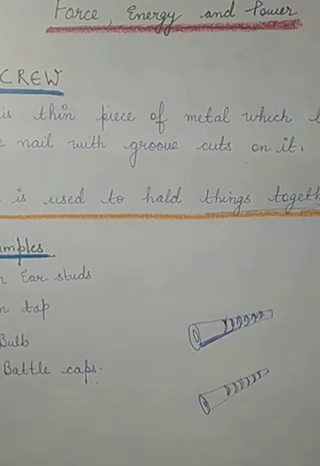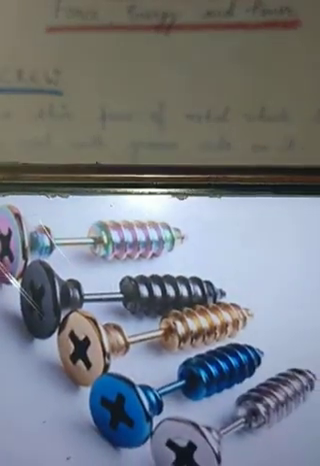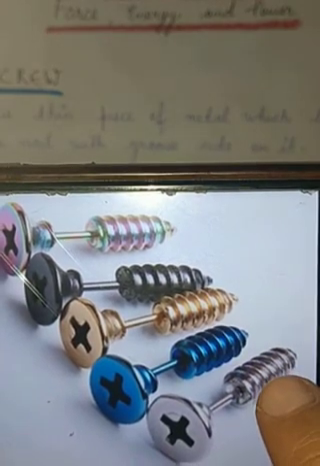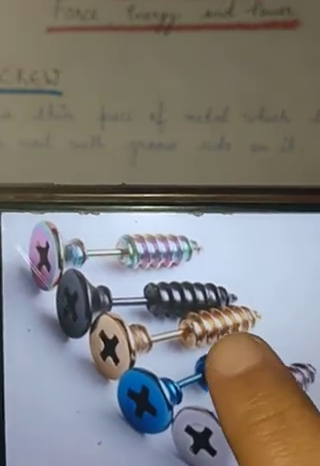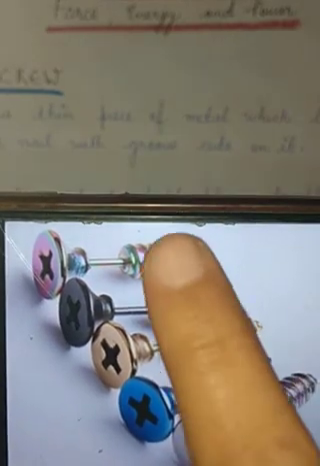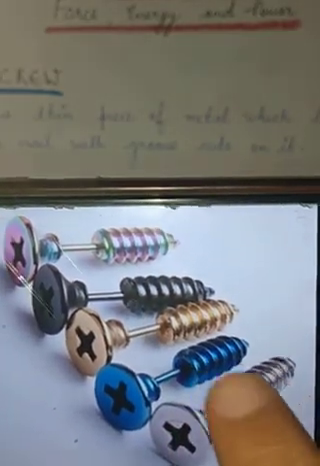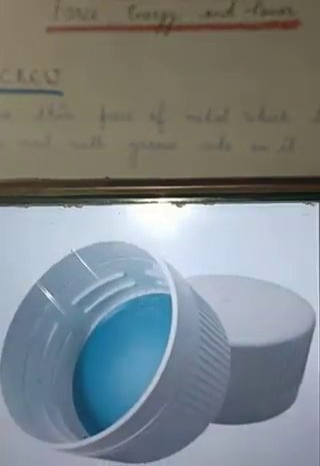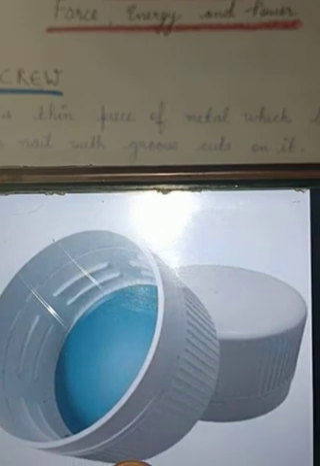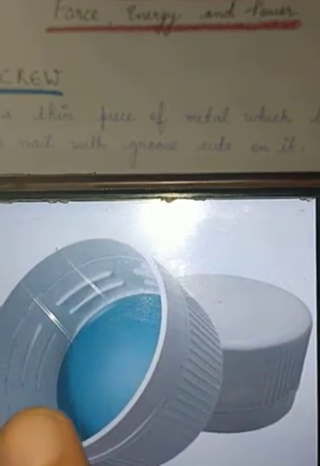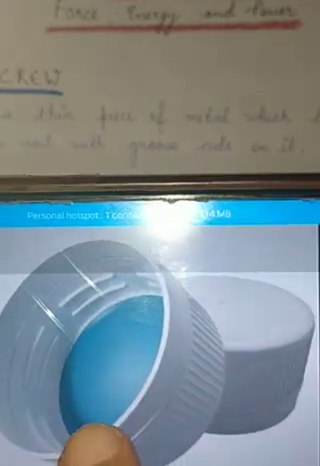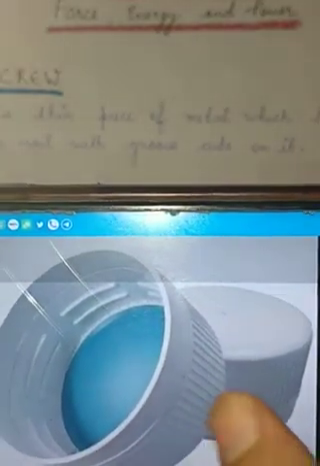So this is an ear stud. Now, what is the screw part here? This is the screw part. This is silver color, this blue, this golden, this blackish and this pinkish. This is the screw part of the ear studs, and there are many more examples. You may have seen these caps of bottles. Inside them there are grooves, so this is also an example of a screw.